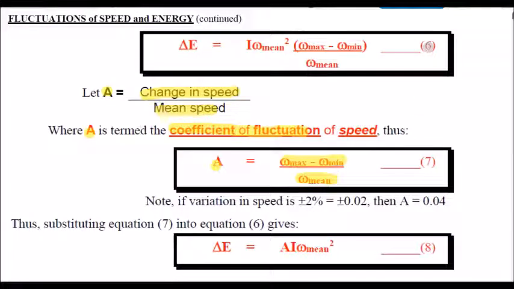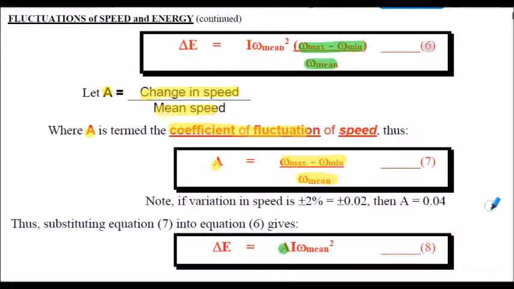So what they're doing basically now is replacing this here with the symbol A. So that's where the A comes from. They've gone from equation 6, if you like, to equation 8 by using equation 7. And this A characteristic is quite an important characteristic in the design of flywheels.